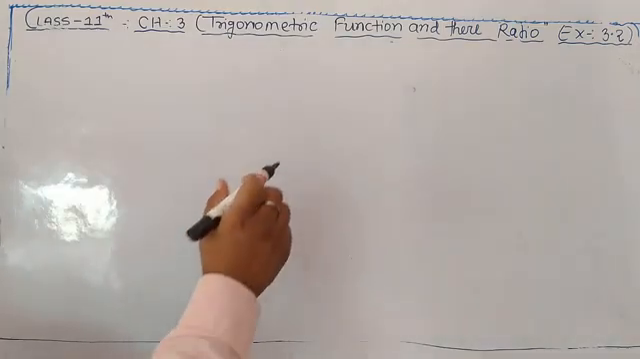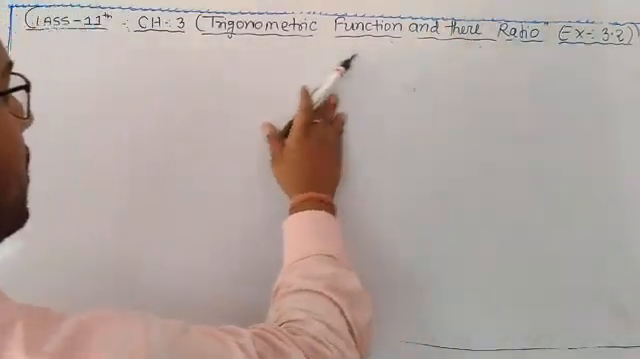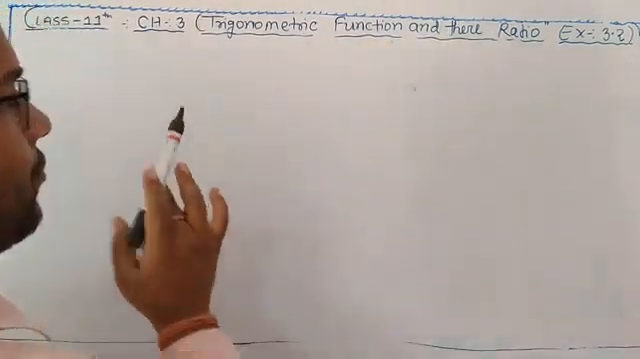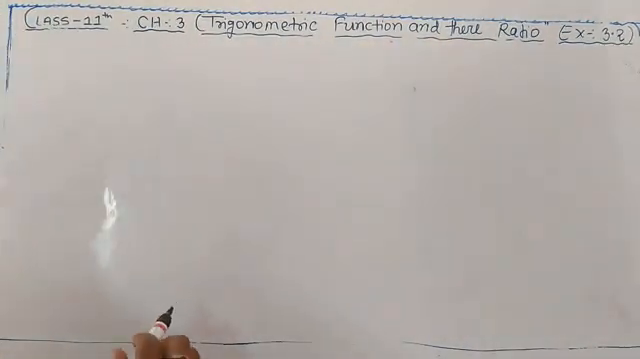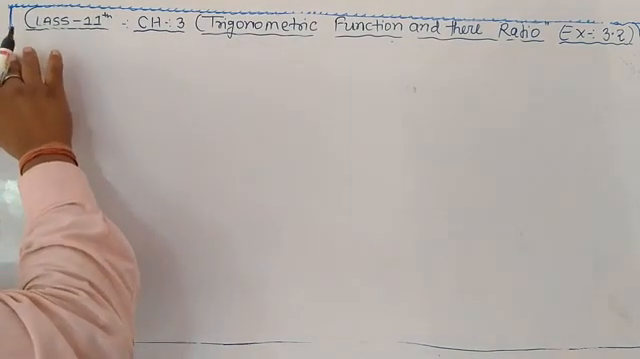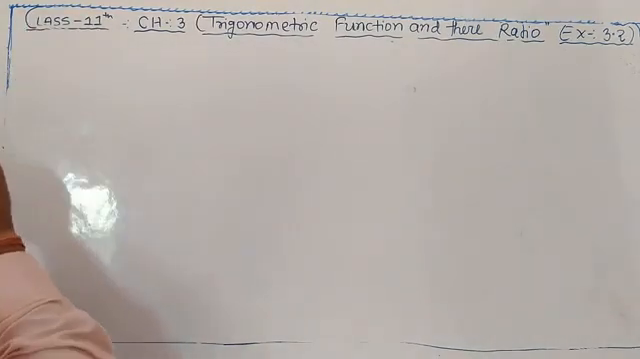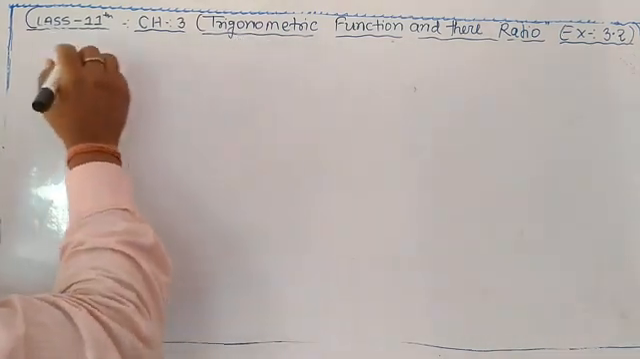Okay, student. Exercise 3.2 is related to the trigonometric functions and their ratios. Very important. This topic is related to class 11th and we are also studying it in class 10th. Trigonometric ratio.